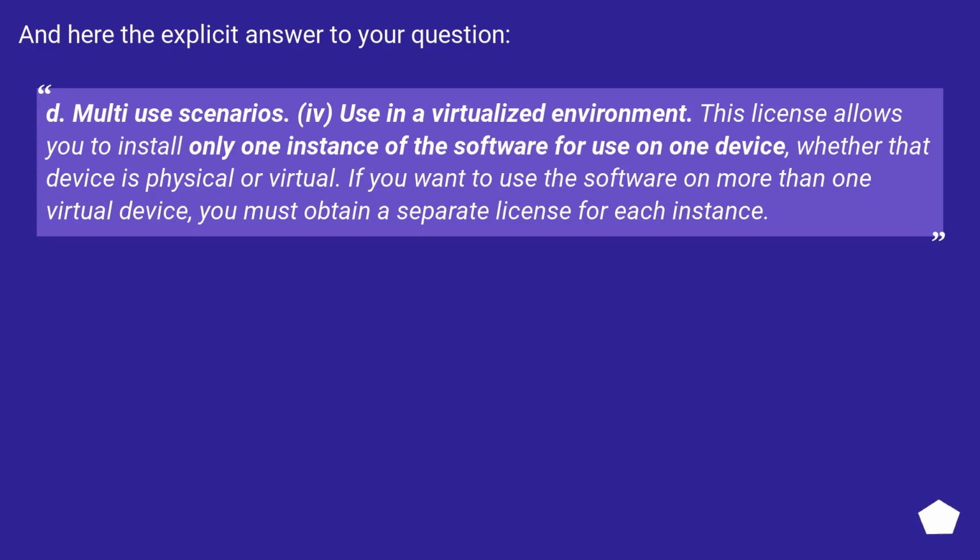And here is the explicit answer to your question. D. Multi-use scenarios. 4. Use in a virtualized environment. This license allows you to install only one instance of the software for use on one device, whether that device is physical or virtual. If you want to use the software on more than one virtual device, you must obtain a separate license for each instance.